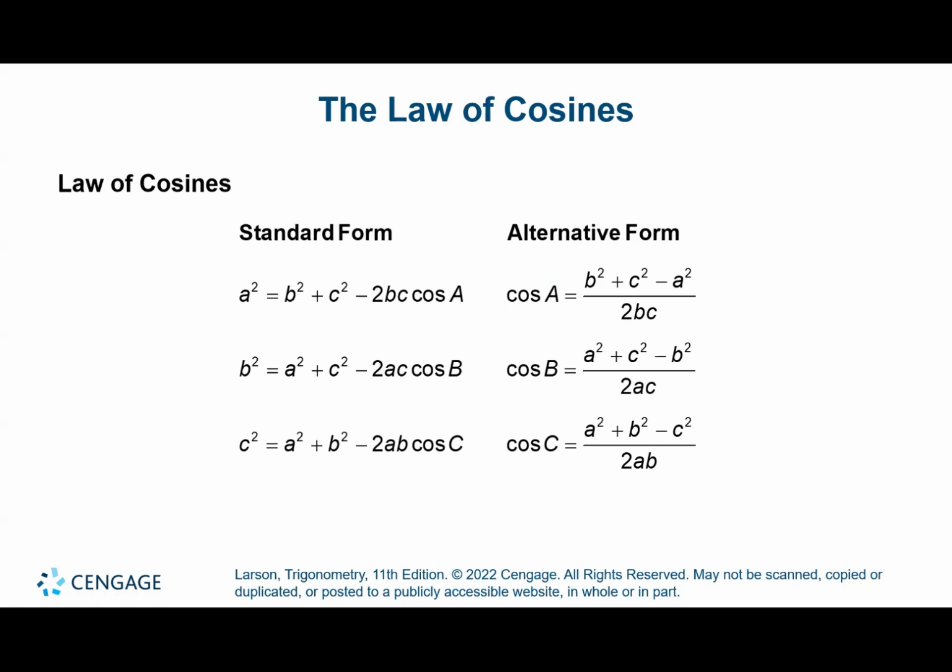A couple of patterns in the standard forms: the side that the formula is solved for is going to be the one that's opposite the angle. So this side goes with this angle, and this side goes with this angle, if that helps. The alternative forms are just the same equations but solved for the cosine of the angles instead. This would be helpful if you're trying to find the angles.